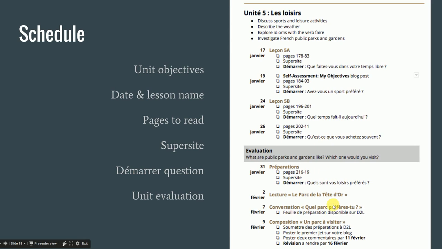At the end of every unit, there's a unit evaluation. You can see the various steps right here. We're going to very carefully prepare. There's always a préparation, except for the very last unit. So we'll be able to kind of preview and articulate what's going to be going on.